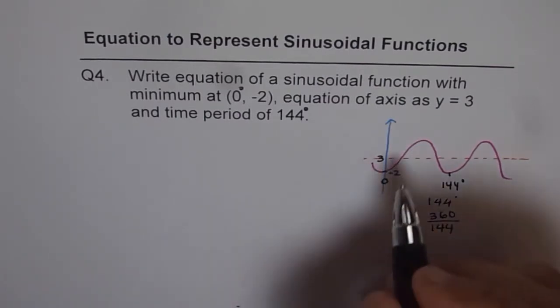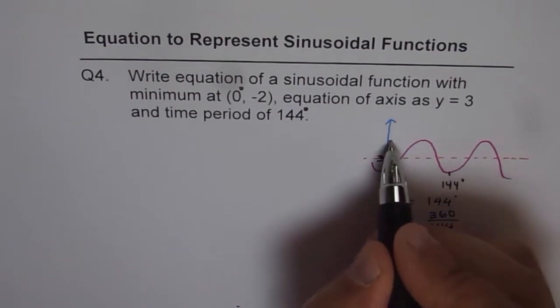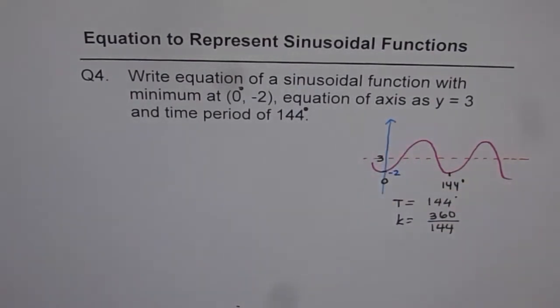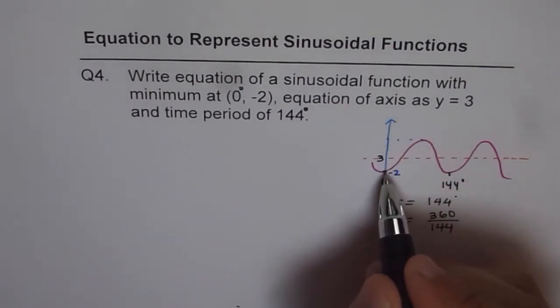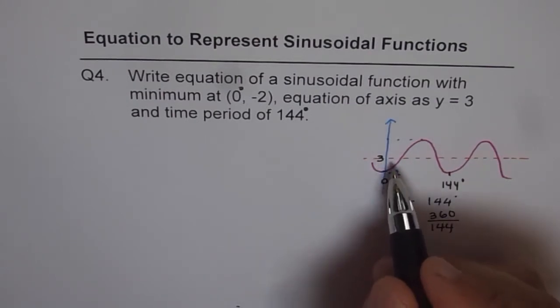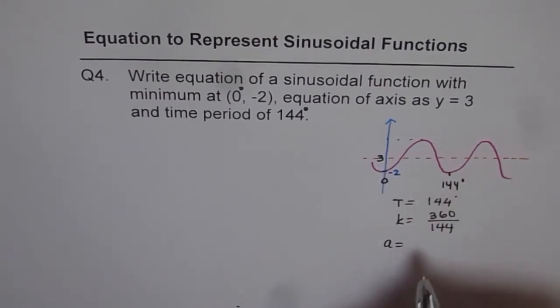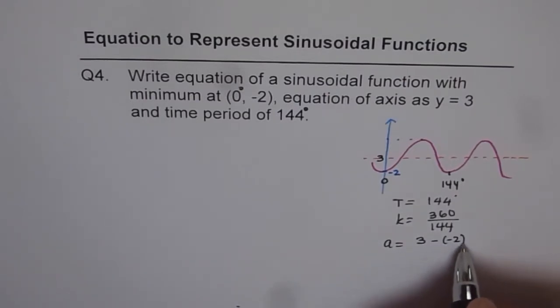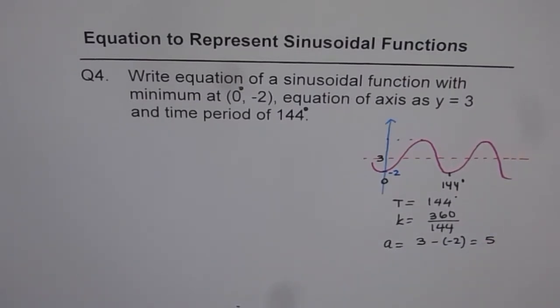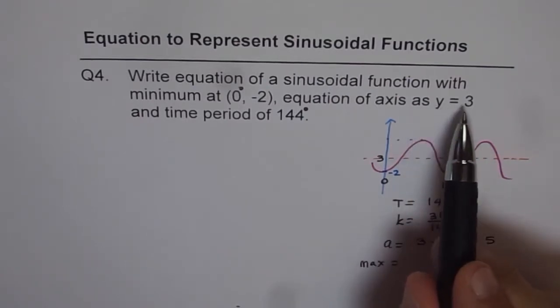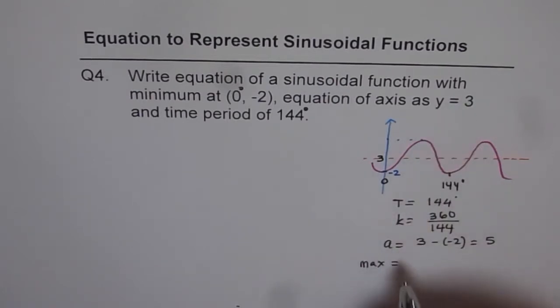Now it's important to get the maximum also, or the amplitude for this particular function. To get the amplitude, what can we do? Amplitude is the difference between the axis and the minimum or maximum. Here the difference is 3 minus -2. So the amplitude is 3 minus -2, and that gives us a value of 5. Now how about the maximum? The maximum should be the axis plus the amplitude, which is 3 plus 5, giving us 8. Therefore the maximum should be at 8.